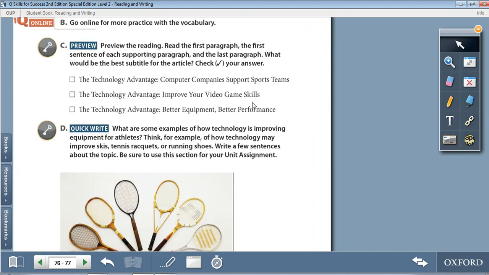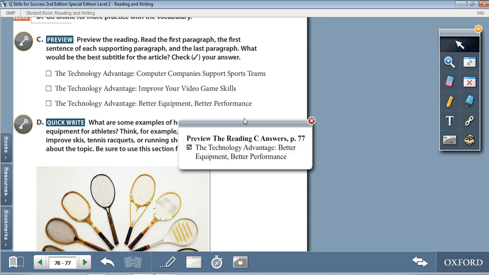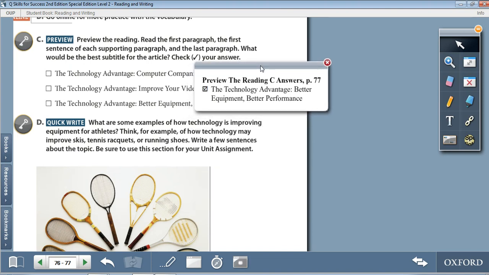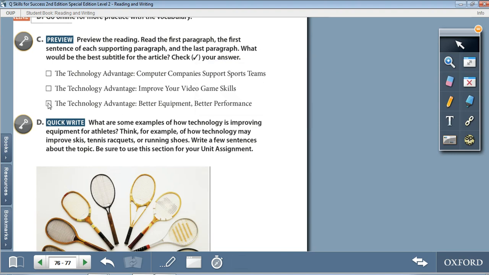Next, in the preview activity, activity C, you need to preview Reading 2. Read the first paragraph, the first sentence of each supporting paragraph, and the last paragraph. What would be the best subtitle for the article? Check your answer. So if you previewed the article correctly, the answer should be this one: The Technology Advantage, Better Equipment, Better Performance, which is the third one, so check it.